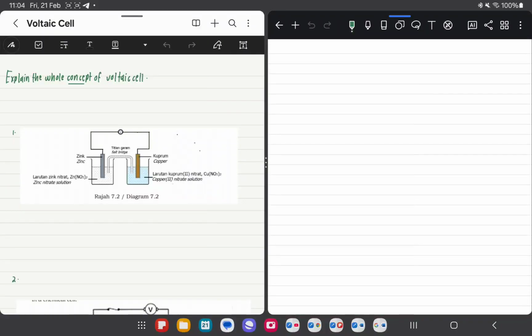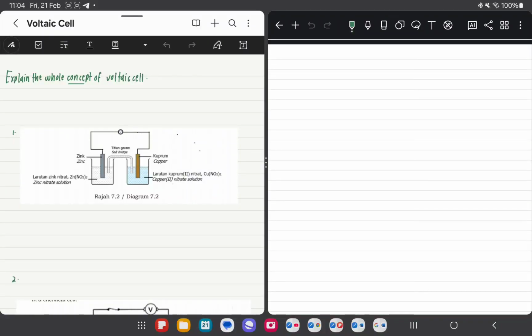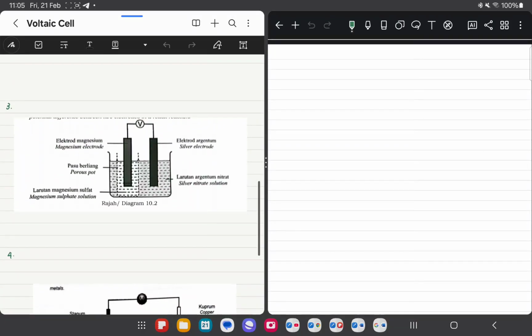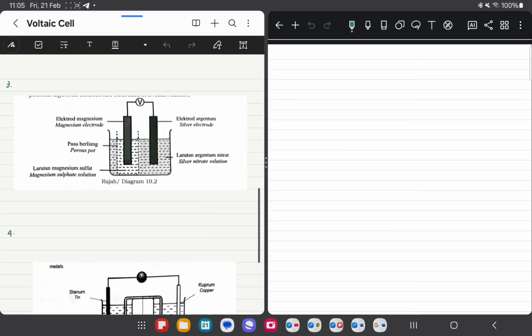As usual, on my left hand side, I already have the question. On my right hand side, I'm going to write the answers for you, so you may take a look at the answers and make sure you understand what you're doing. I will give the tips to answer first, then only I will go for the answers. There are 4 questions here, but I specifically want to choose question number 3 to give an example and a basic view of what a Voltaic cell question looks like.